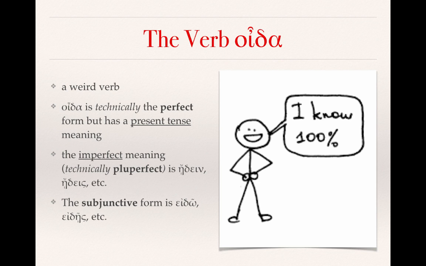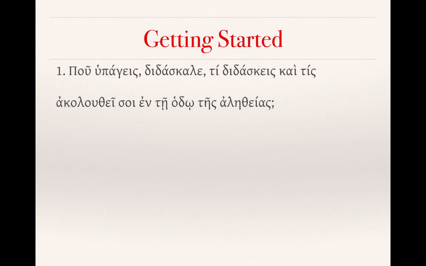And really what you need to know, most importantly, beyond recognizing oida and its basic forms, is that section 338 will provide a full conjugation of this verb. So if you can remember maybe just the first person singular of oida as well as the imperfect and maybe the subjunctive, you will hopefully have enough information to go to the conjugation in section 338 as you encounter these verbs in the exercises and in the New Testament.